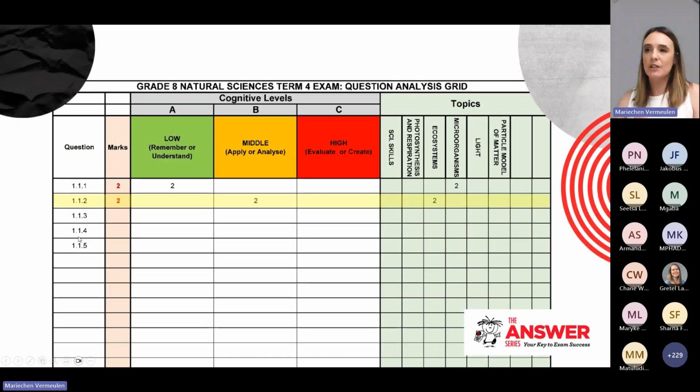So going back to our cognitive analysis grid, same system applies. Question 1.1.2 in the white column, then 2 marks for the multiple choice, those same 2 marks under middle order, and those 2 marks relate to the topic of ecosystems and interdependence. Okay.